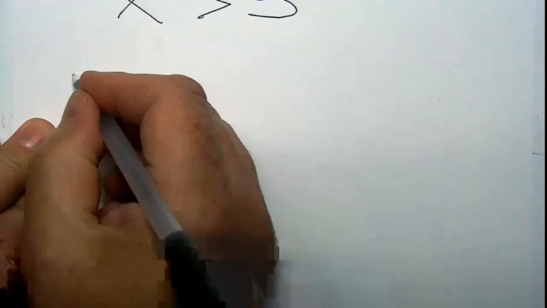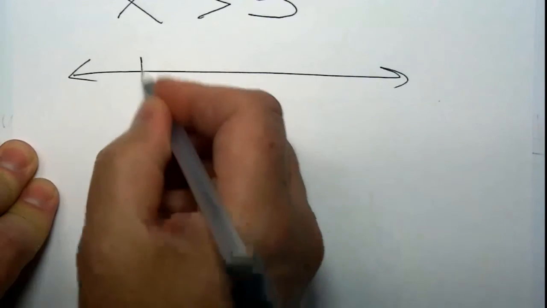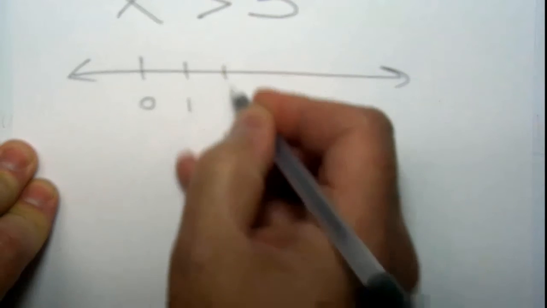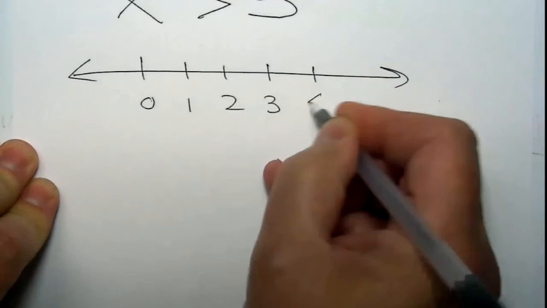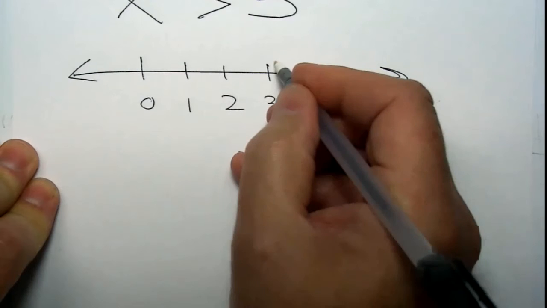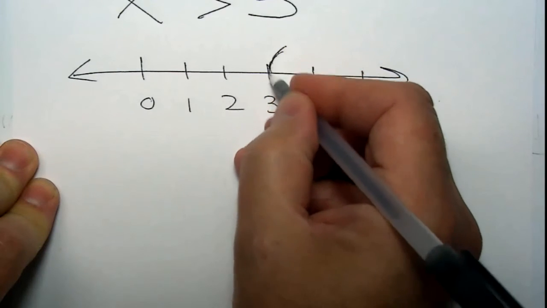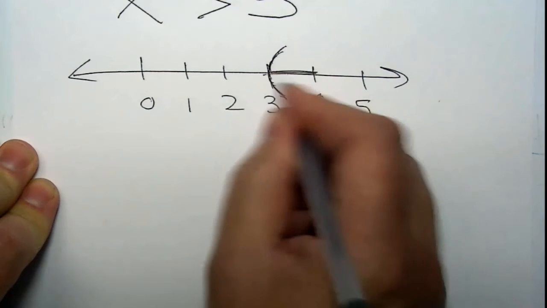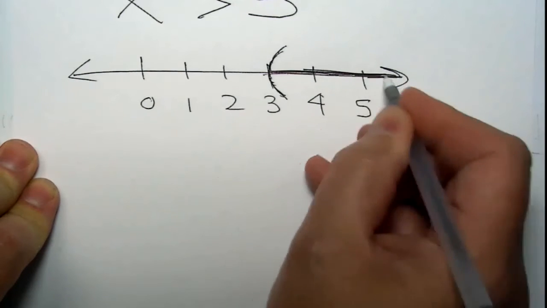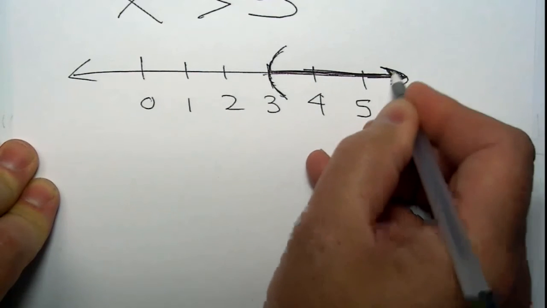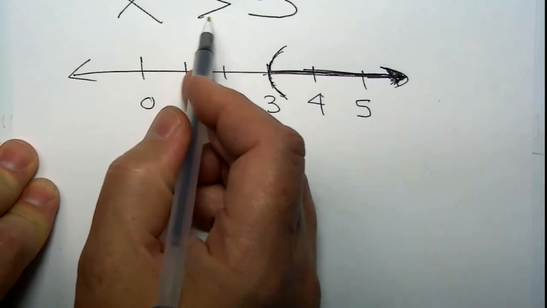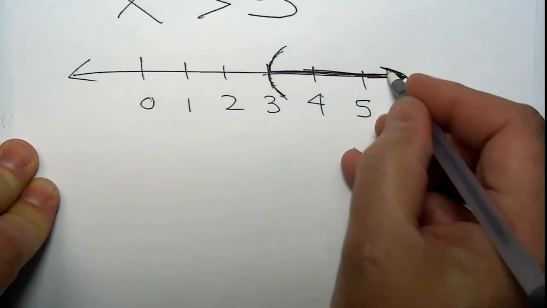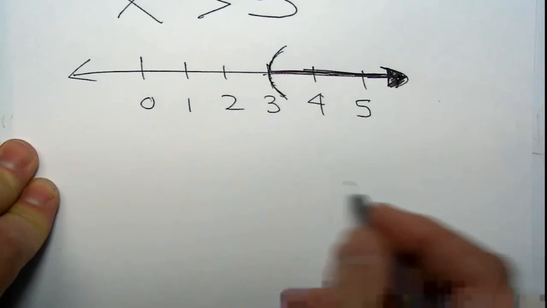X is greater than 3, number line. Okay, all the numbers greater than 3, but not 3 itself, we need a nice little soft edge parenthesis there, and we bold up all the numbers to the right. In fact, isn't it interesting that the inequality symbol points to the right? And so does this arrow. That'll always be the case.